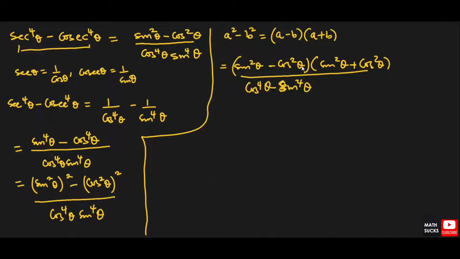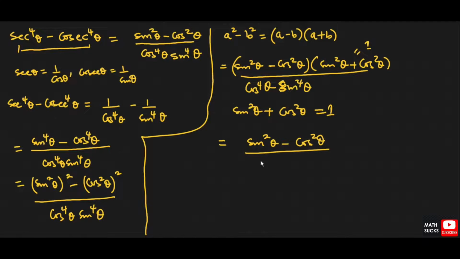Again, I'll remind you that we have the fundamental identity, which says that sine squared theta plus cos squared theta is equal to 1. So observe that in the numerator this bracket can go to 1, and I can rewrite that as sine squared of theta minus cos squared of theta, times 1 over cos^4 theta sine^4 theta, which is exactly what we wanted to prove.